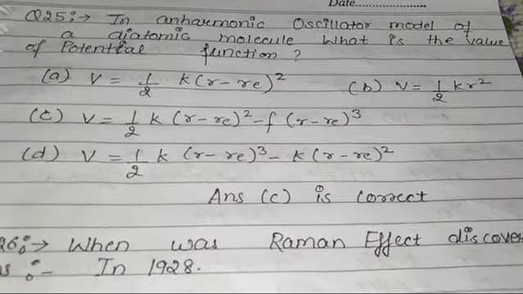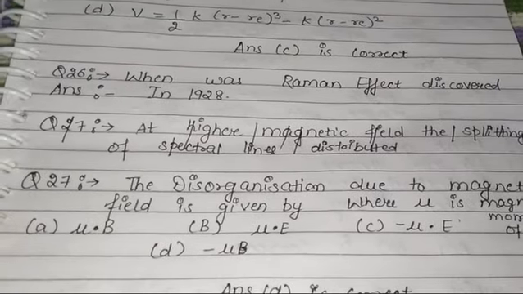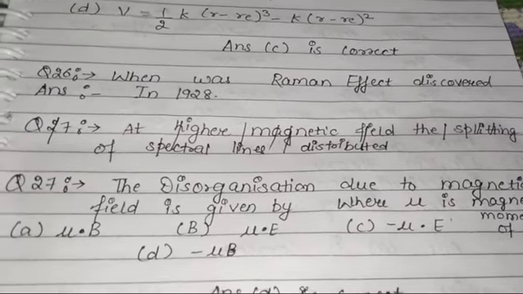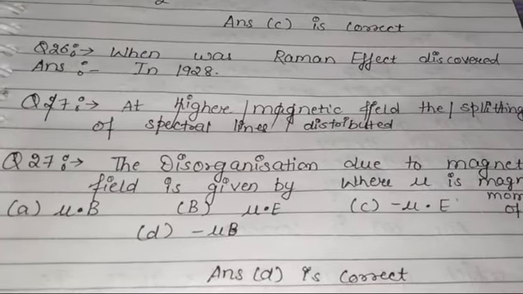Okay friends. Now next question is question 26. When was Raman effect discovered? So it was discovered in 1928.